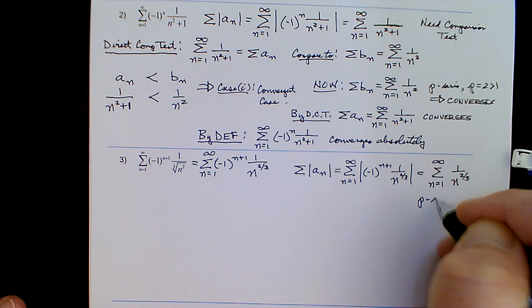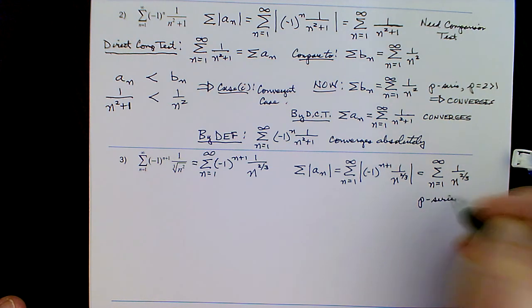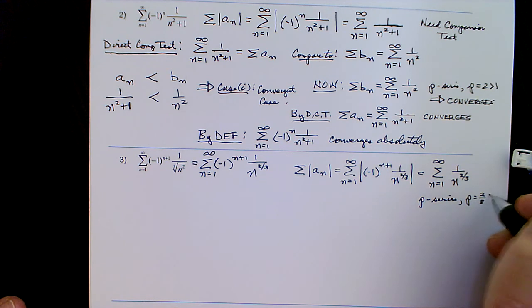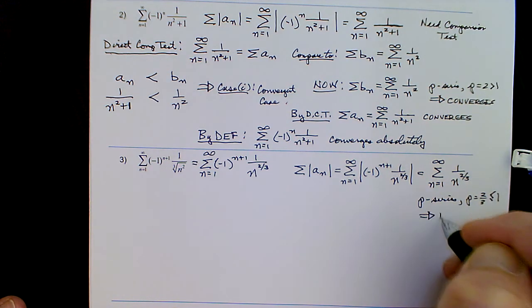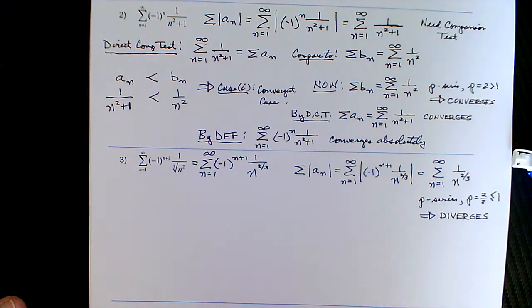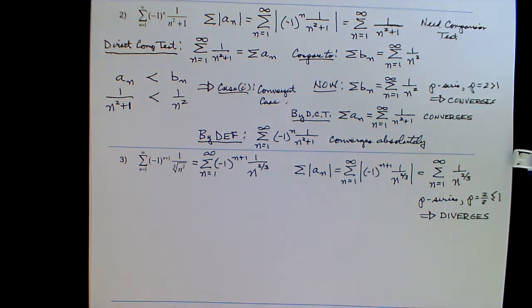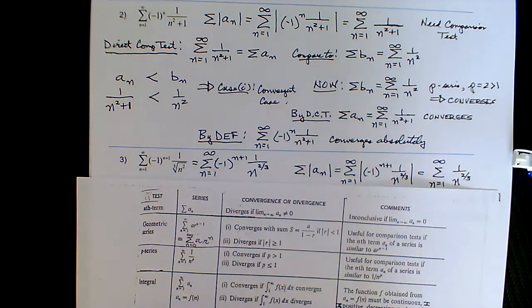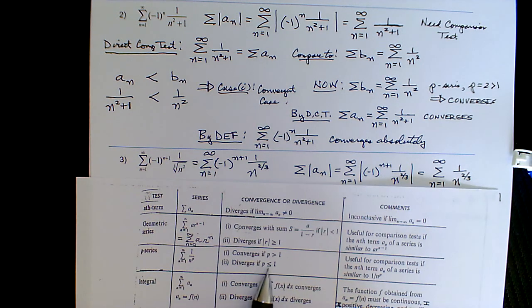Okay, you should recognize that as a p-series with p equaling 2/3, and when p is less than or equal to 1, then it diverges. And again, if you have to go to your table regarding the p-series divergence, here it is: p is less than or equal to 1, it diverges.